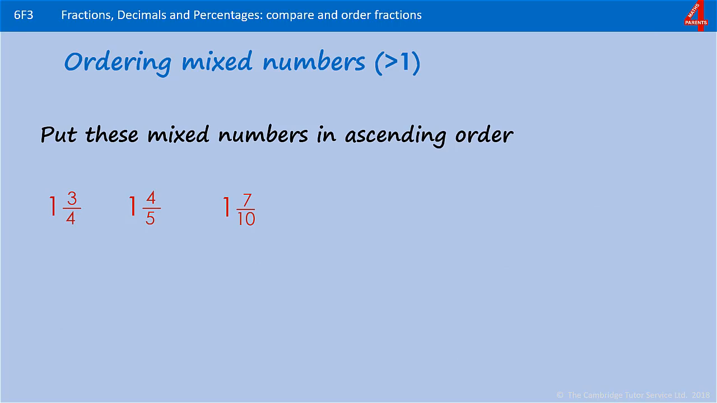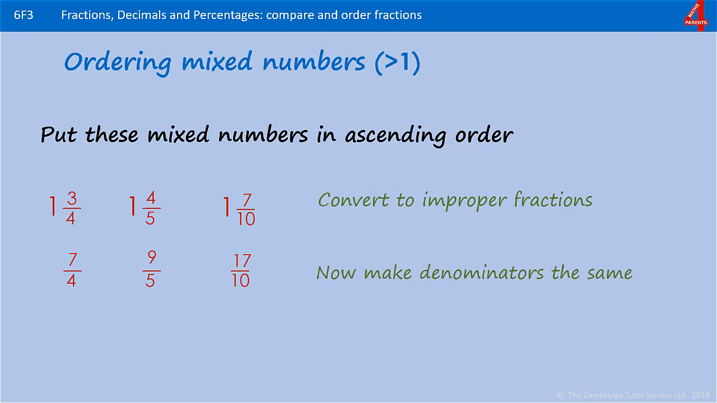This one is for you to try. Put these mixed numbers in ascending order. That just means from smallest to biggest. Pause the video, have a go. Remember to convert first to improper fractions. We keep the denominators the same. For 1 3/4, we say 1 multiplied by 4, add 3. That's 7. For the second one, 1 multiplied by 5 is 5, add 4 is 9. And 1 multiplied by 10 is 10, add 7, that's 17.